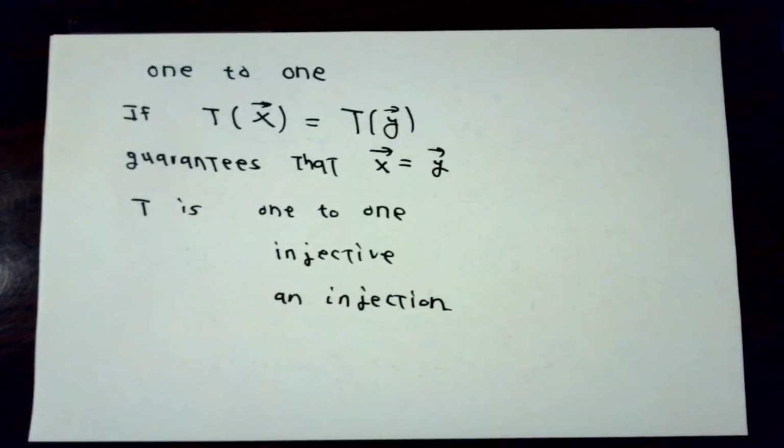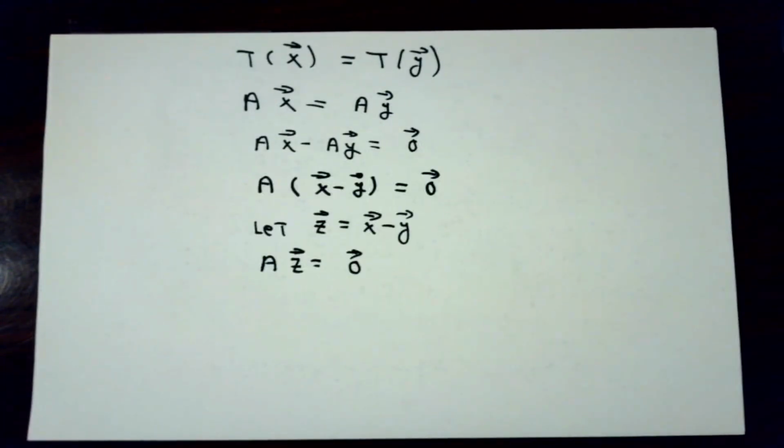The second type of functions that we want to look at are called one-to-one functions, also known as injections. It's a direct observation, then, that T is one-to-one exactly when the only solution to A times z equals 0 is for z to be 0.